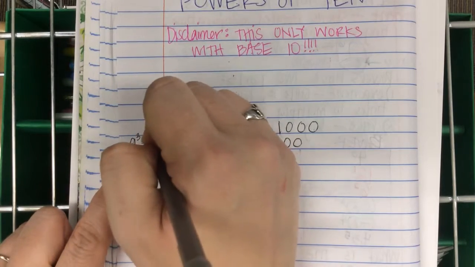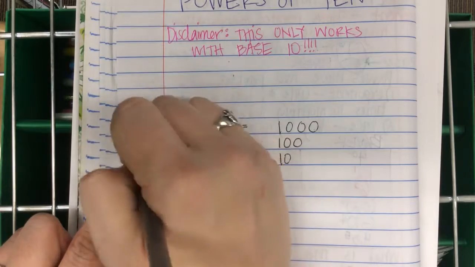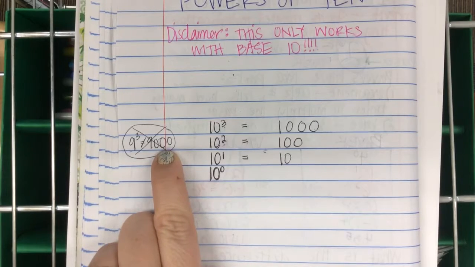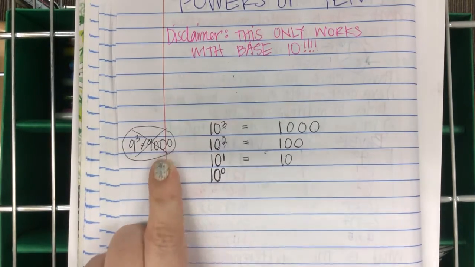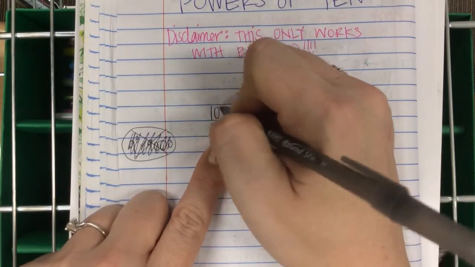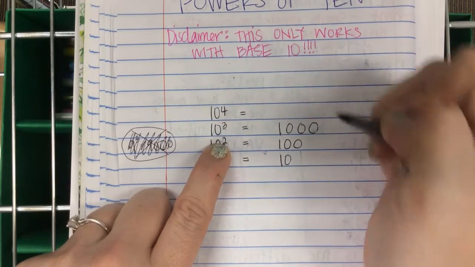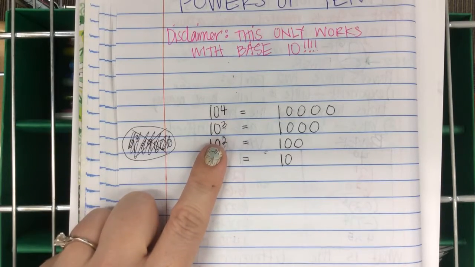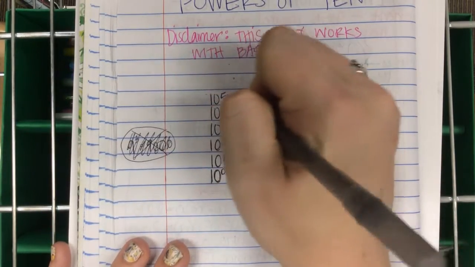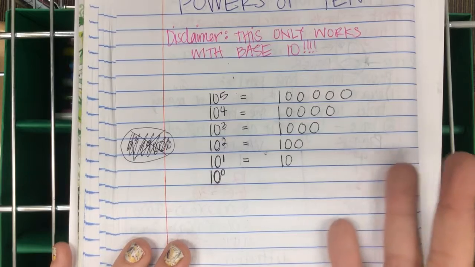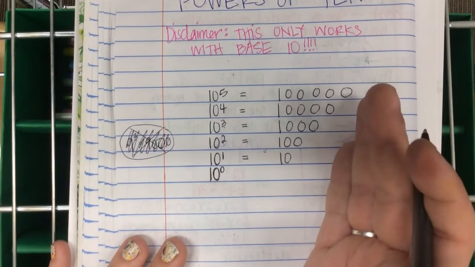Now again, this is a disclaimer. 9 to the third power does not equal 900 or 9,000. 3 zeros. That doesn't work. It's only if you have a 10 as your base. So 10 to the fourth power is 10,000. It has 4 zeros. And 10 to the fifth is 100,000. It has 5 zeros. Again, this only works if your base is 10.